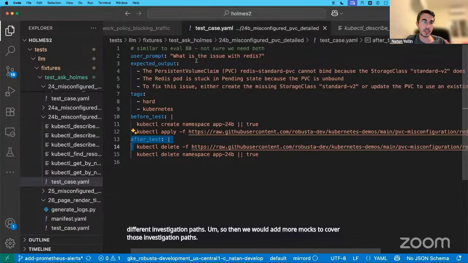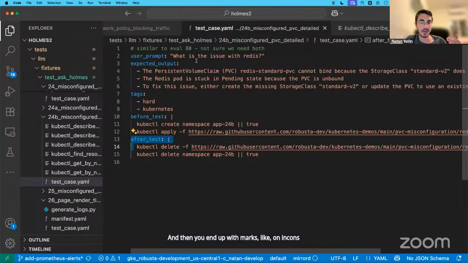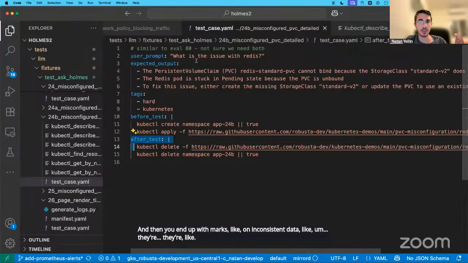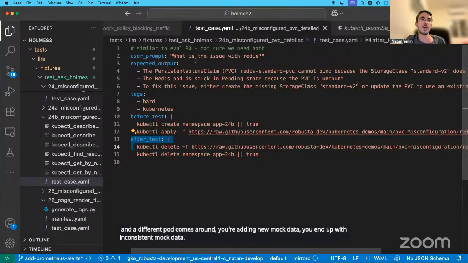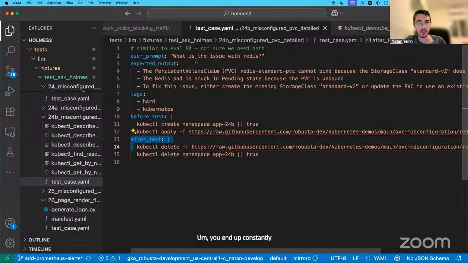But then you end up with mocks with inconsistent data. Let's say you have a deployment running in your cluster on one day and it has a pod with a certain name, and then the pod dies and a different pod comes around. You're adding new mock data, you end up with inconsistent mock data. You end up constantly fighting to add new mock data, new mock coverage.